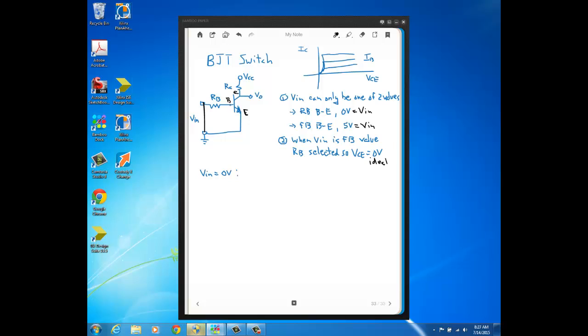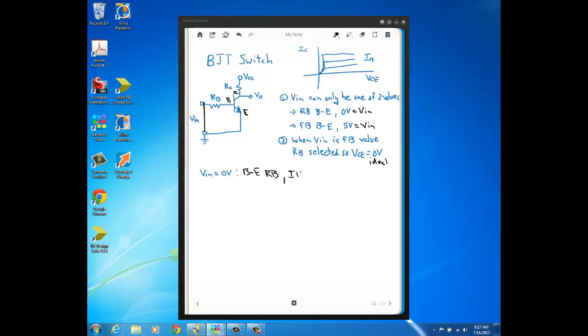Well, if Vn is equal to 0, this diode, this PN junction between the base and emitter, has to be reverse bias, because we would just have equal potential on both sides, and ideally that base to emitter would be completely off, and it would be reverse bias. And if that PN junction's reverse bias, there's not going to be any current flowing in the base, right?